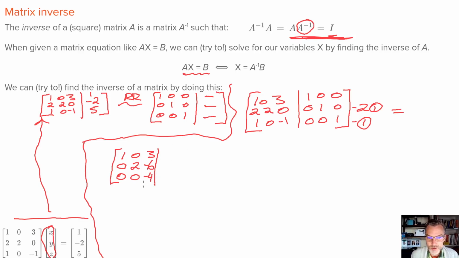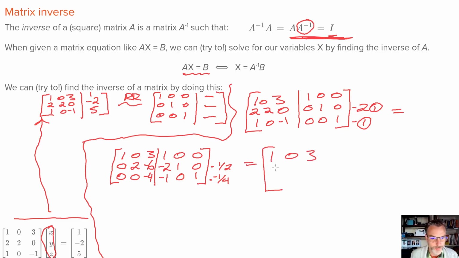Okay, and now I'm row reducing, so I've got to do it on the right as well. I didn't touch the top row. The second one I subtracted twice the first row from. Like this. Okay. And now I'll multiply the second row by 1/2 and the third row by -1/4. Didn't do anything to the first row. Okay, and here I've got this.